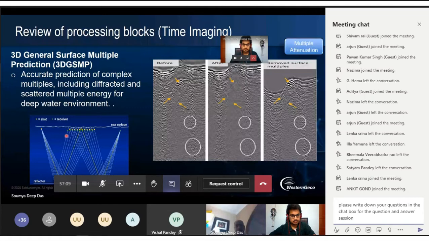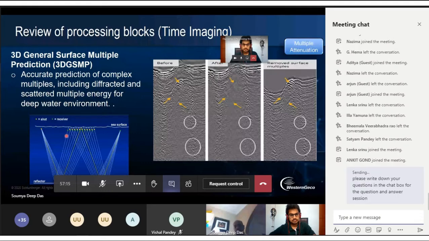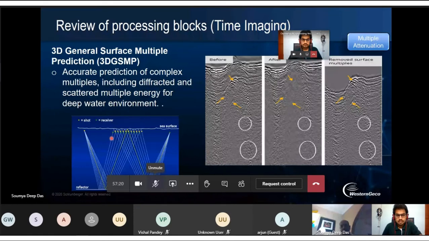Next, it is again a convolutional model, but this is applicable for a shallow water environment. Hello? Is it audible? Yes, sir, you are audible.